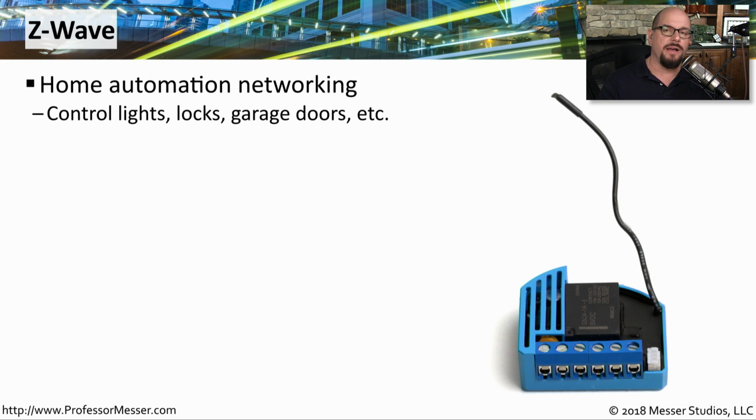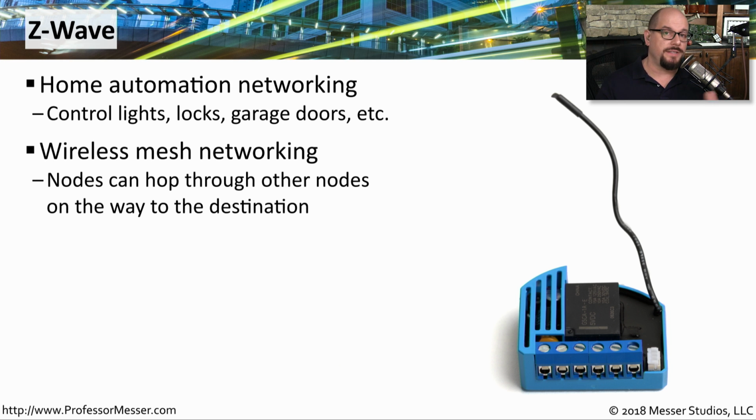One category of Internet of Things technologies is Z-Wave. This is a technology that's primarily used to automate the home. So if you need to control lights turning on and off, or you need to lock doors or control the garage door, you can do it using Z-Wave technology.